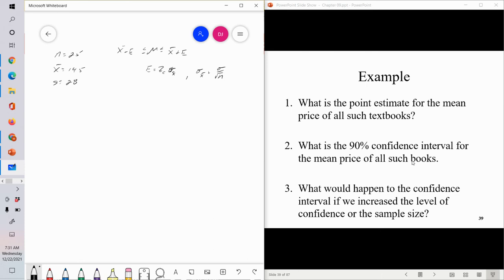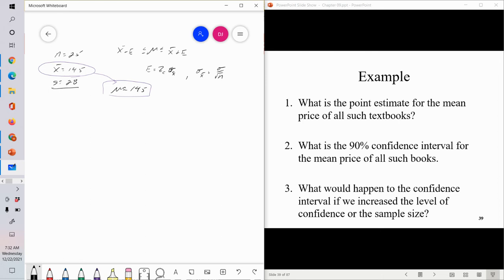Okay, well, the point estimate for mu is that mu is approximately 145. And I get that because x bar is 145. My best estimate for mu is that mu is approximately 145. Okay. What is the 90% confidence interval for the mean price of all such textbooks? Now, truth be told, since I only know s, there is an adjustment that as we keep moving through statistics, we're going to make. For right now, I'm going to overlook what's called a t distribution, and we're going to stick with the z value.